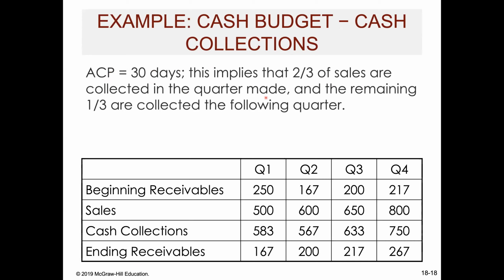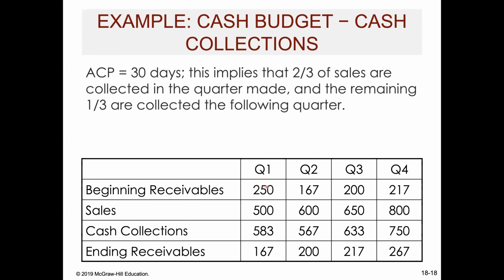So what does that mean? Let's look at the first quarter of a year, January, February, March. If we sell something in January, we'll collect it in February, 30 days later. If we sell something in February, we're going to collect it in March. However, if we sell it in March, we're not going to collect it until the following quarter. So we're only collecting 2/3 of this quarter's sales in the quarter. The remaining 1/3 are collected in the following quarter.